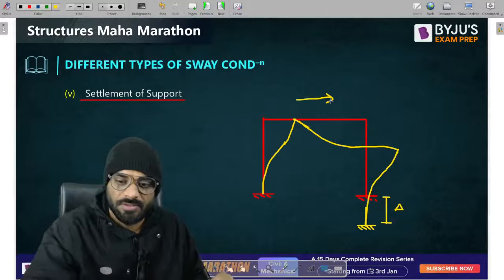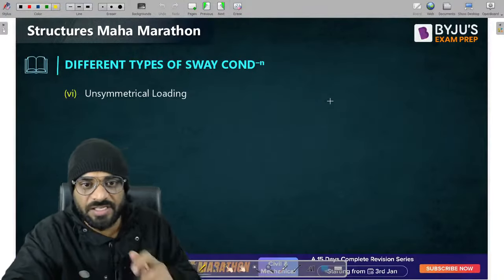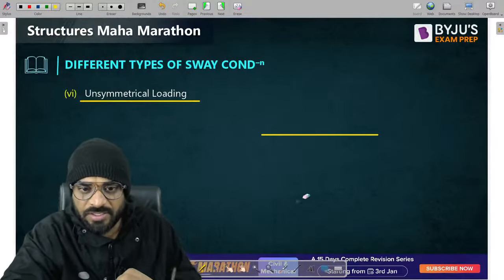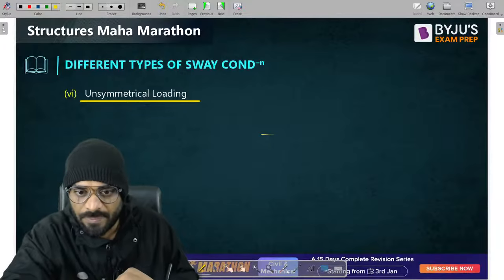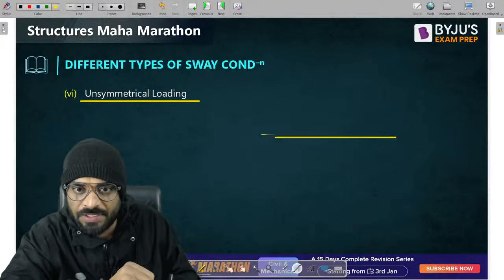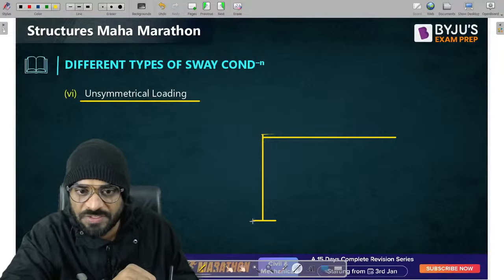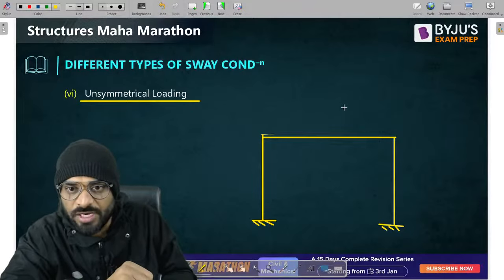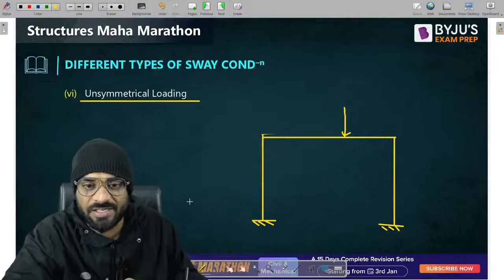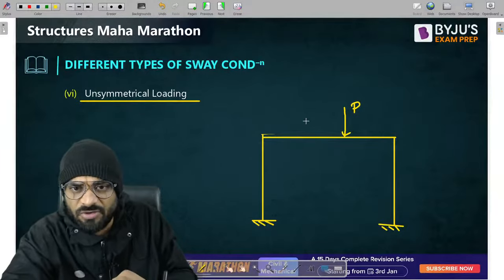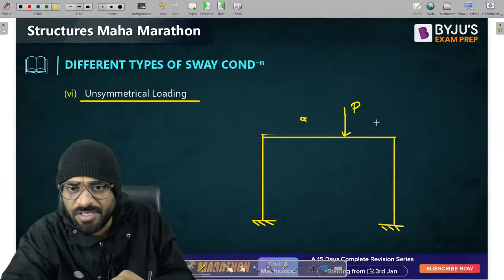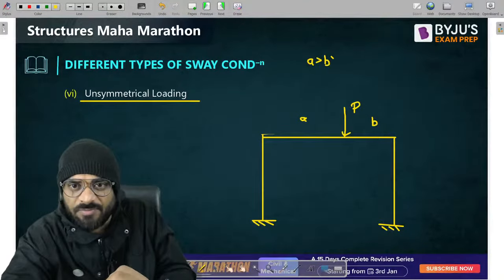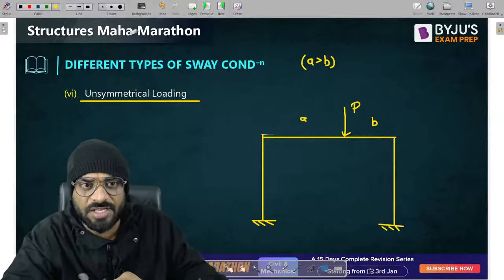Getting the point? Okay. The next one is basically unsymmetrical loading, which is very simple. Unsymmetrical loading means the loading is not symmetric throughout the structure. So let us suppose this end is fixed, and this end is also fixed. And let us consider we have a load at this particular location, which is not exactly at the midspan, but at a distance of A from the left part and at a distance of B from the right part. But in this case, A is greater than B. Very simple. Now guys, how can you observe which direction is our sway direction?